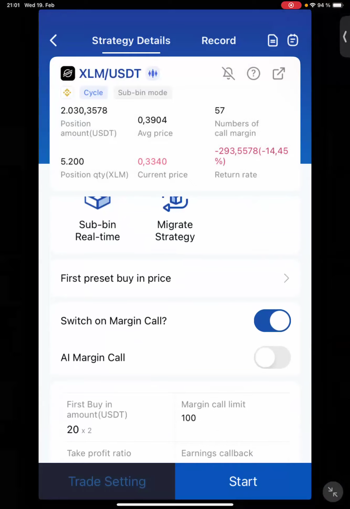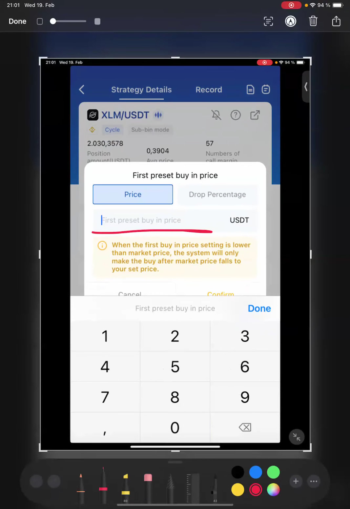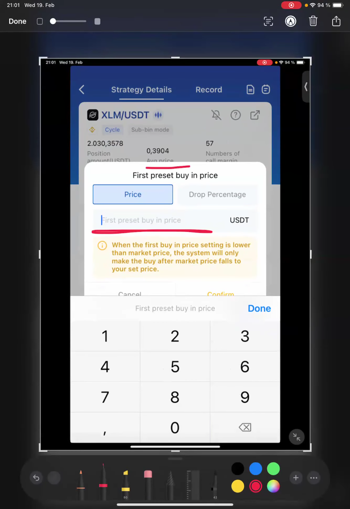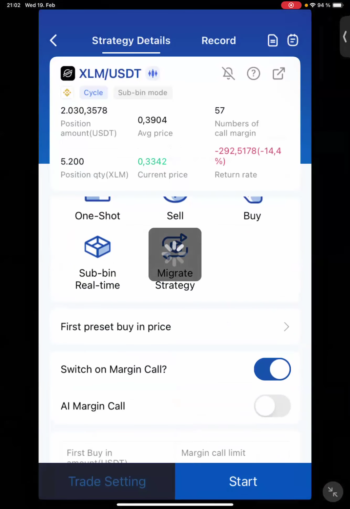First, preset buying price. When they give you a signal, sometimes they'll write a preset price. This is where you type it. You don't write your first buying amount here, but the preset price is always lower than the current price. If your preset price is higher than the current price, don't enter it, just buy at the current price, because our goal is to buy low and sell high. All right, let me continue. Let me start it.